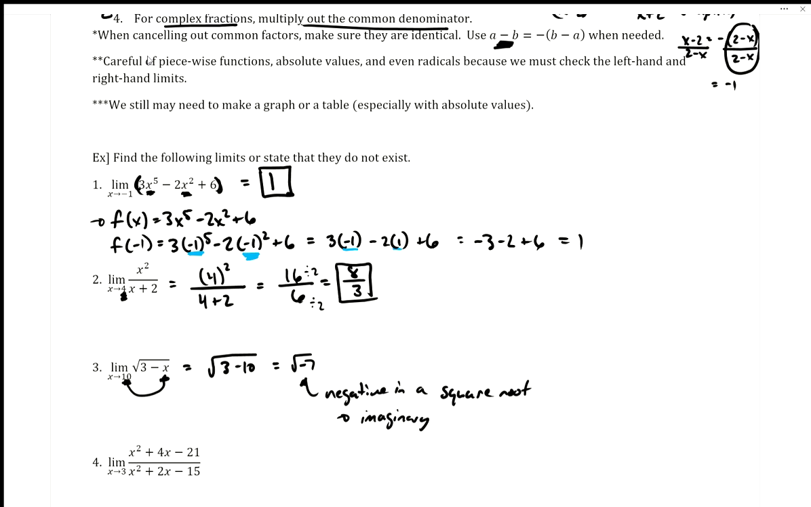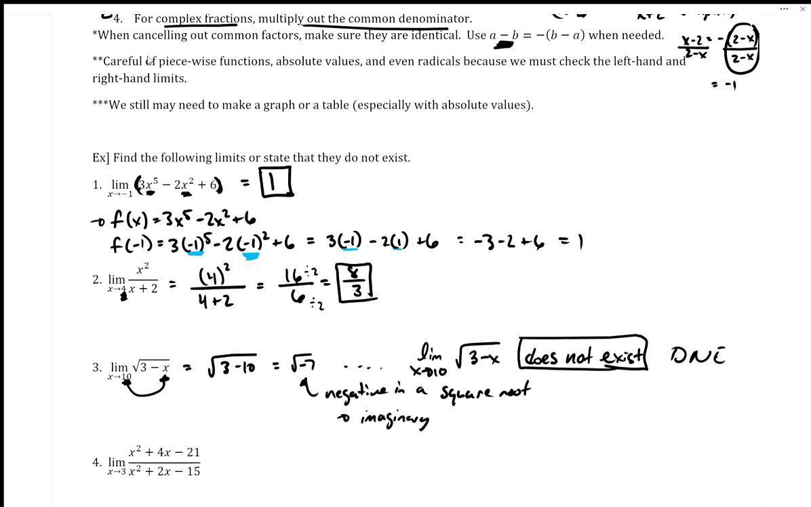So what this means here is that this limit, so let's write it officially, the limit as x goes to 10 of the square root of 3 minus x does not exist. And we usually abbreviate that as DNE. Okay, so if we get something strange, so a negative in a square root, it's instantly a does not exist for these limits.